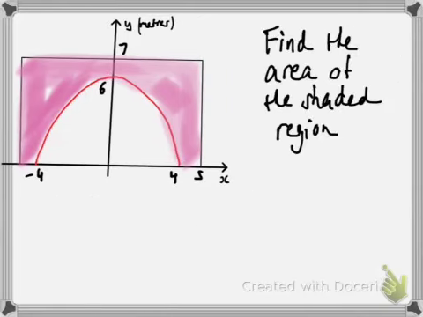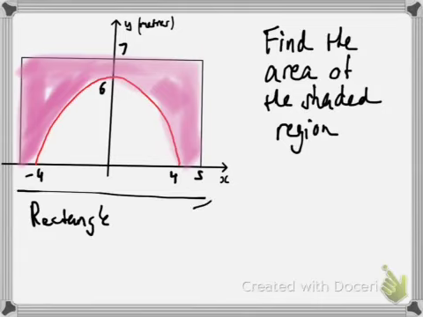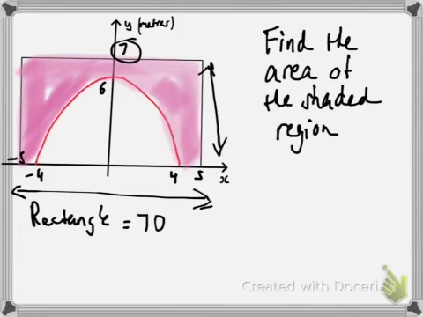Our next task is to find the area of the shaded region. So our approach, as per usual, is we've got a rectangle. We've got a length there from negative 5 to 5. Negative 5 is not put in there, but it's there. That's going to be a length of 10, and a height, you can see there we've got the point 7, so it's going to be 10 by 7 equals 70 square metres.